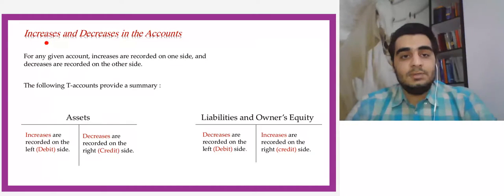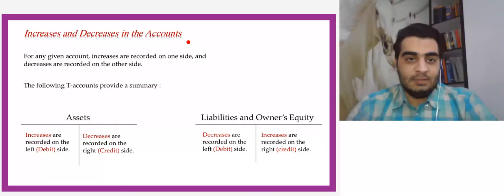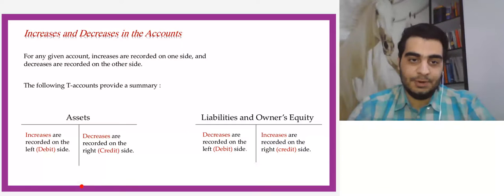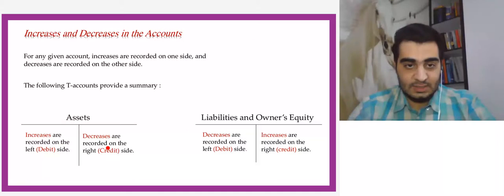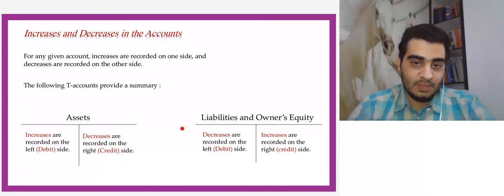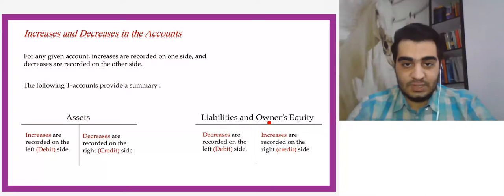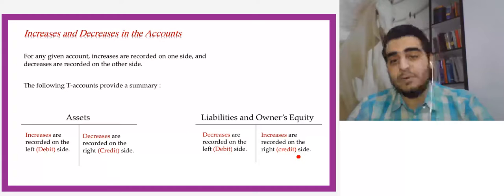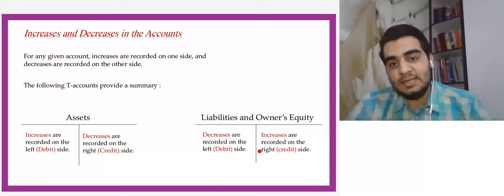And now, in order to record increases and decreases in the accounts, we said that we have to identify the type. After we did that, we use the following summary. For assets, increases are recorded on the left or debit side, but decreases are recorded on the right side. But for liabilities and owner's equity, decreases are recorded on the left side and increases are recorded on the right side. They are the exact opposite.